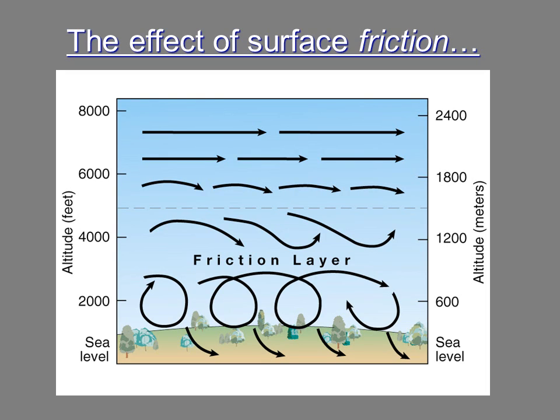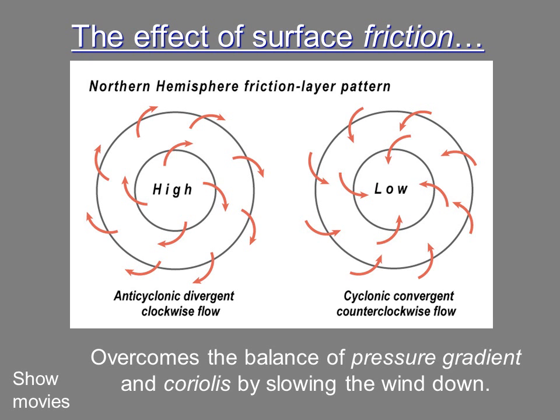Now we have the effect of surface friction. As you get down on the surface, out of the upper atmosphere, the wind's going to start to drag on the surface. It'll hit trees and buildings and that sort of thing, and that's going to slow the wind down. As you slow the wind with friction, you get this. Stop the video and draw this in your notes, okay? Because this is what we get. This is for the northern hemisphere.